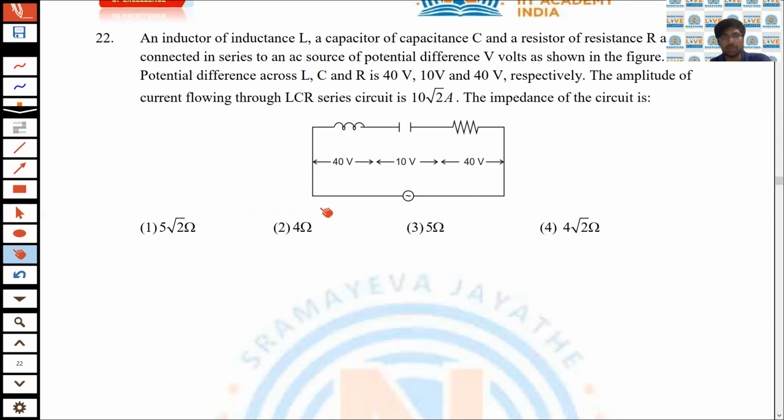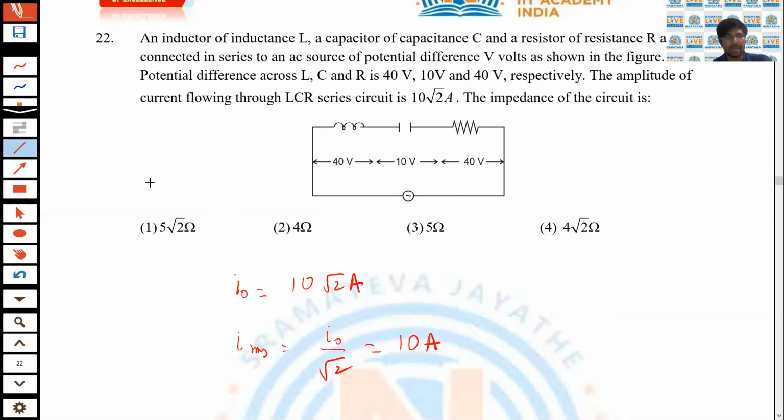Find the impedance. The amplitude of the current flowing through the LCR circuit is 10 root 2 amperes. Amplitude means the peak value, and it is equal to 10 root 2 amperes, which basically means the RMS value is I naught by root 2, basically means 10 amperes.